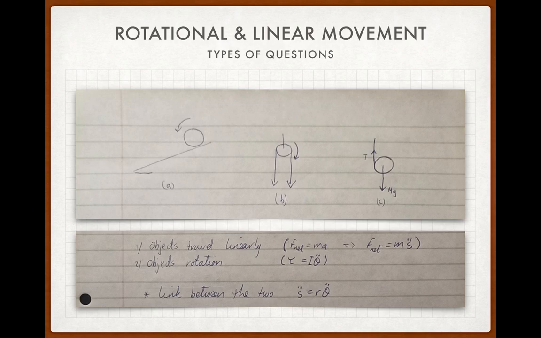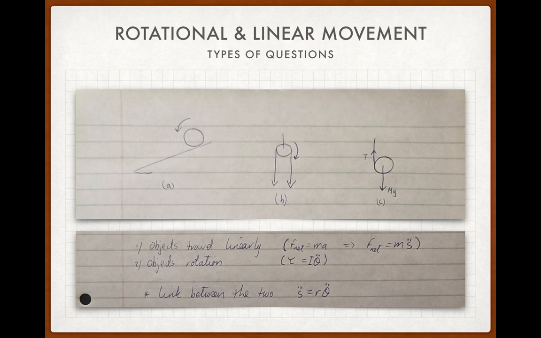So the first thing you'll see me doing, I look at objects traveling linearly. I'll use F net is equal to ma, and I'll be replacing a with the displacement double dot, so s double dot, the second derivative of the displacement. We'll be looking at objects rotating. So T is the torque. I'm actually using it for the total moment here, so force by perpendicular distance, is equal to the moment of inertia by that angular acceleration component there, theta double dot.